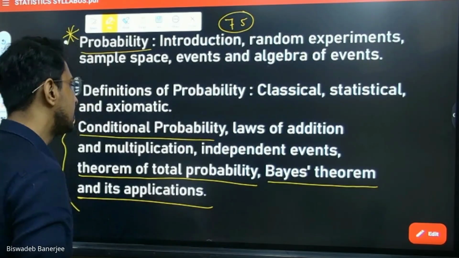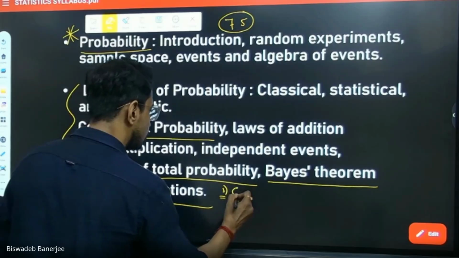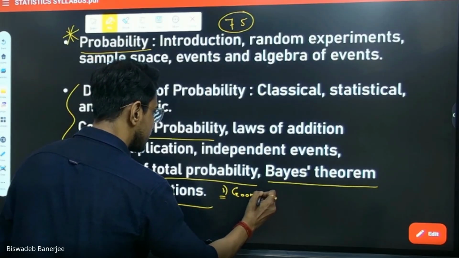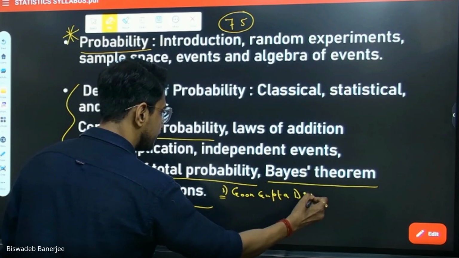Now I'm giving you some book references. My first book reference is Gun Gupta Das Gupta. Gun Gupta is a very good book.